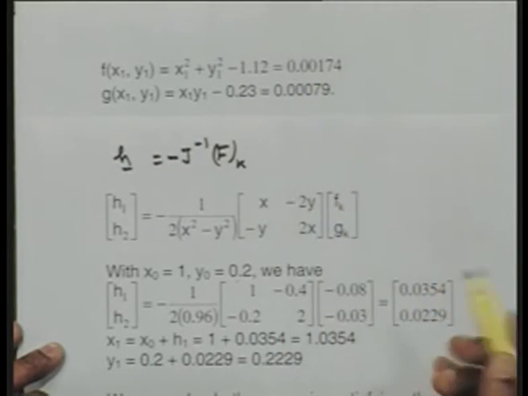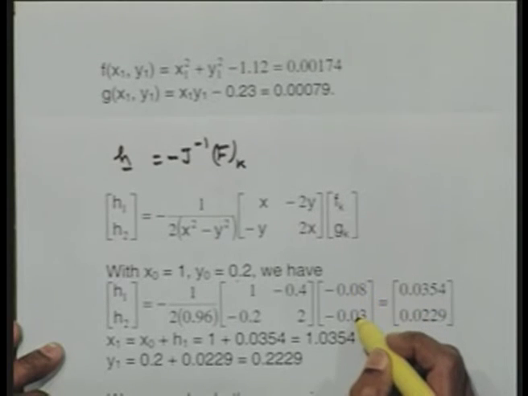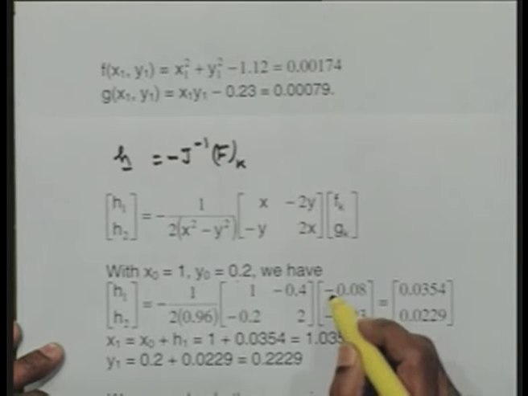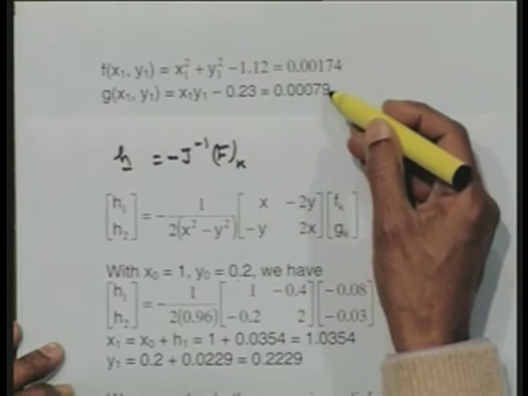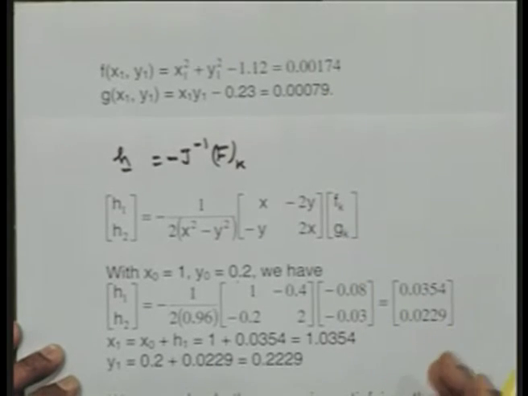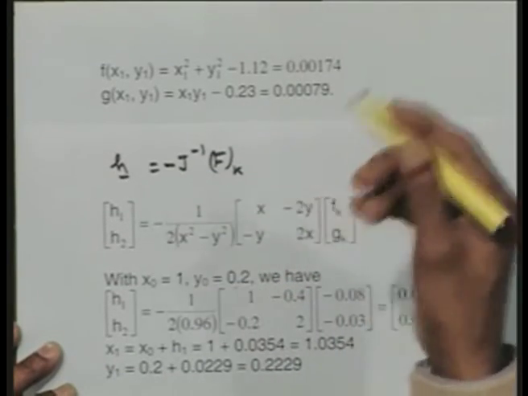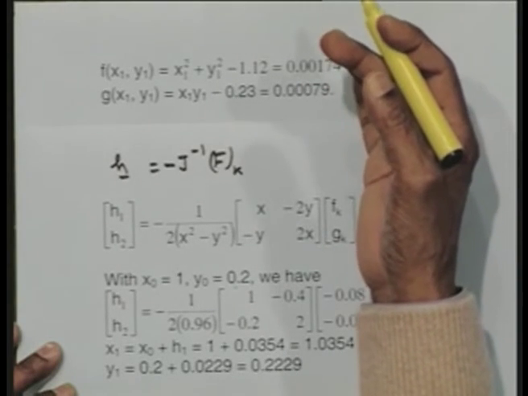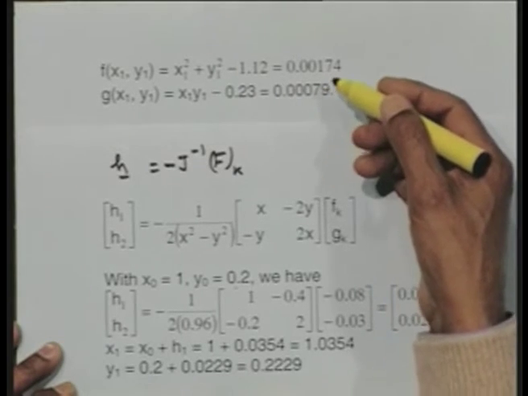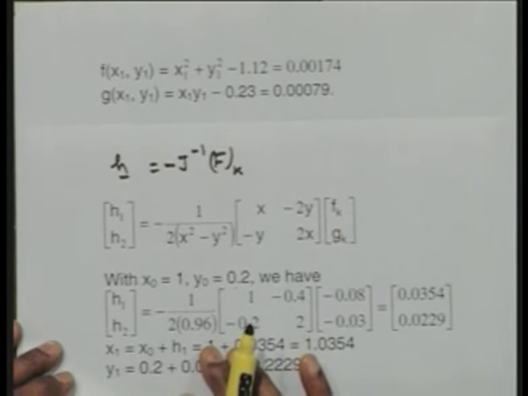When we started initially, the values of f and g were here, this is f at xk yk, g at xk yk. The value minus 0.08 is now reduced to 0.0174, and 0.03 has reduced to 0.0079. One way of testing is whether the equation is satisfied. So we are now testing whether the equation has been satisfied sufficiently. Now we are able to get the accuracy faster. You probably need just another 3-4 iterations to get an accuracy of 4-5 decimal places.